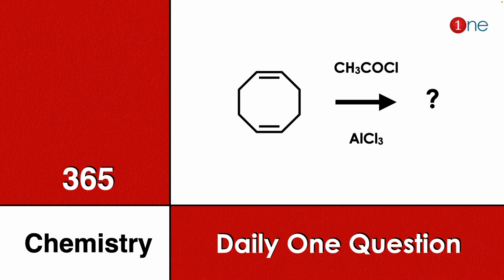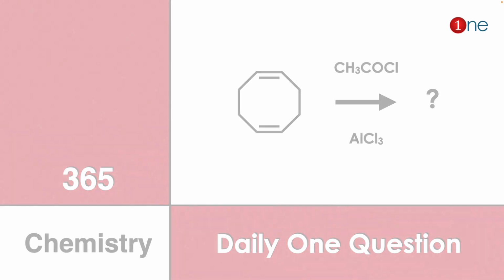Here you have cyclooctadiene, which has two double bonds, and you have acid chloride and aluminum chloride. You have to guess what will be the final product.